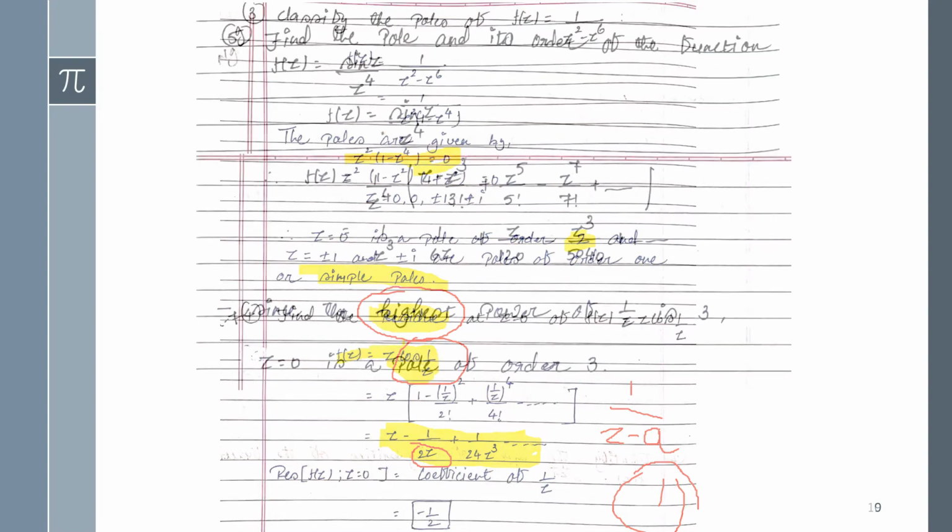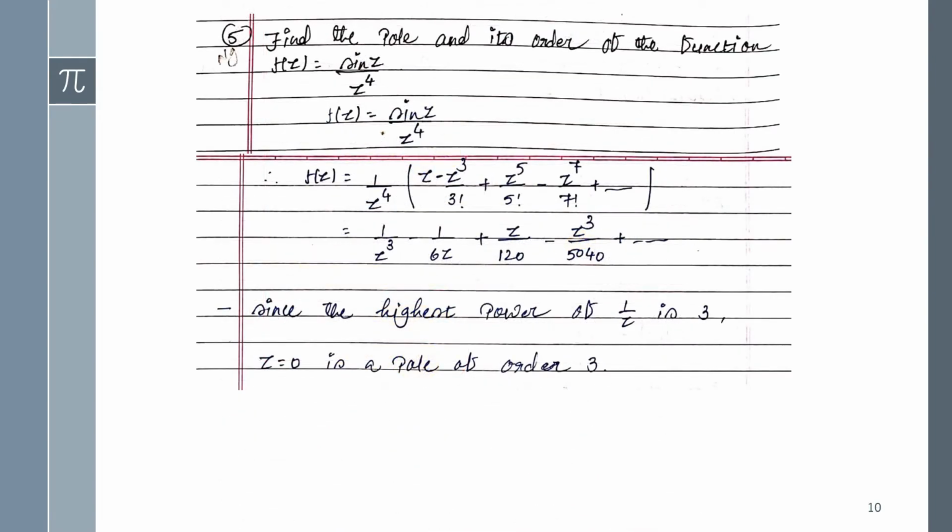Now next one, find the pole and its order of the function f of z equals sin z upon z raised to 4. Okay. So here again you can see that you are all having the expansion of sin z, right. So first of all you have to write the expansion of sin z, and it will be like, I'm highlighting, guys, z minus z cube by 3 factorial plus z to the 5 upon 5 factorial and so on. Now multiplying this term, you will get this kind of series.